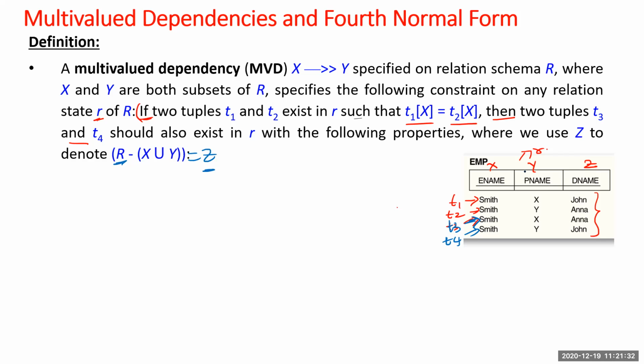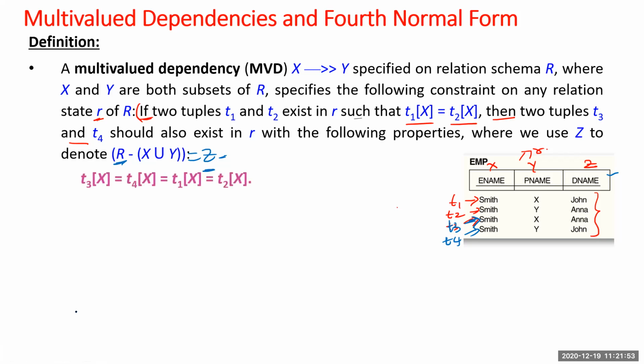What is X union Y? E name and P name is my X union Y. If I minus this from R, whatever remaining attribute I have, that is my Z. Correct? D name is remaining. That should be my Z. The remaining complete attribute should be the Z. So that is my Z.